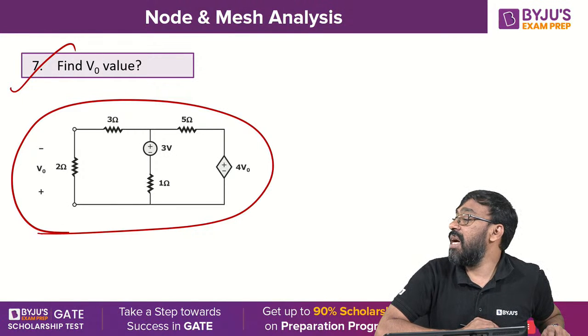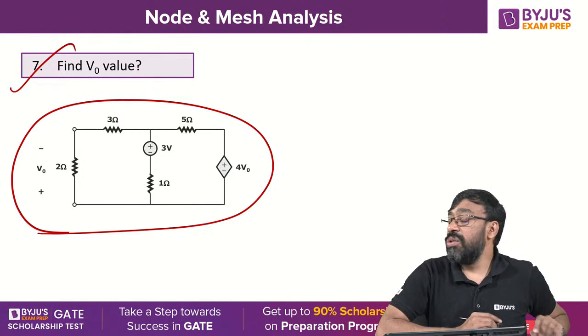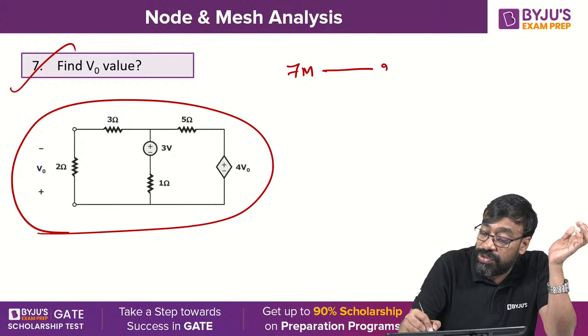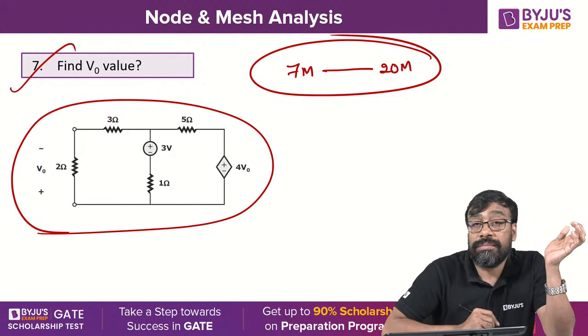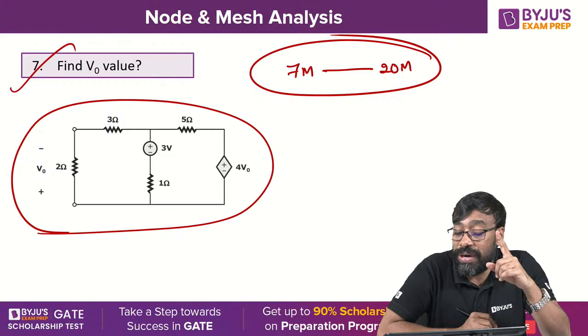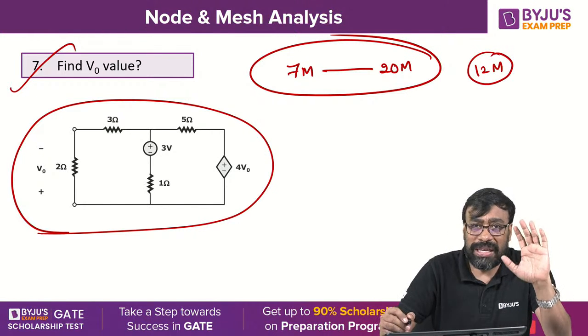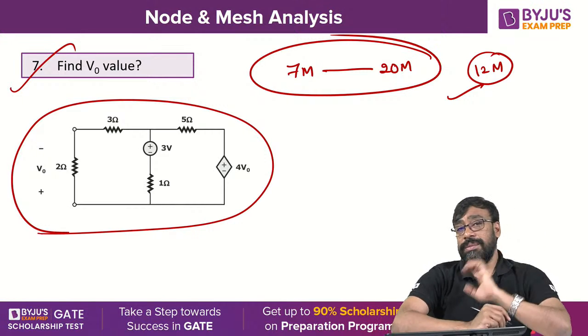What is the average marks for networks? Networks, GATE minimum 7 marks. There are occasions, up to 20 marks also you got. One time you got 12 marks or 20 marks. But average I can say 12 marks, okay? 10 or 12 marks I can say.